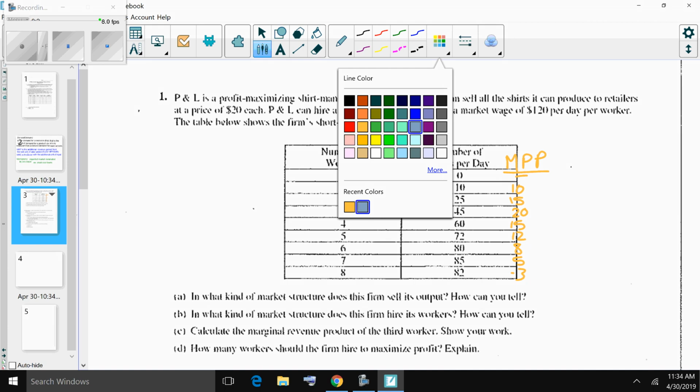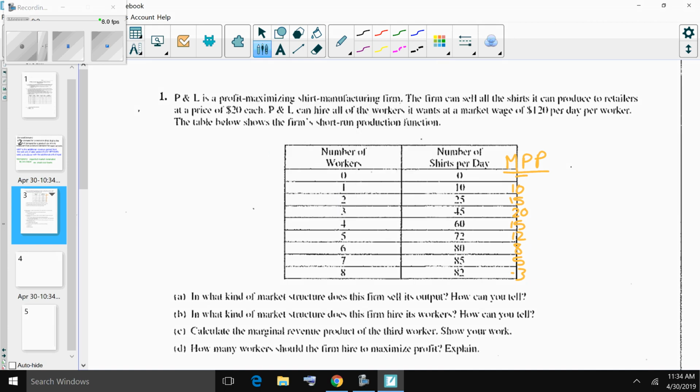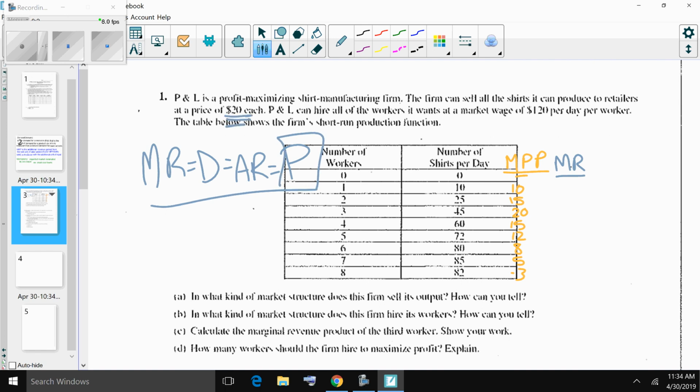So let's go ahead and add our MR so we can do this column. Now, how do you know the MR for this product? Well, if it's perfect competition, you know that MR equals D equals AR equals P. And what's the price? $20. So what is MR? $20. Okay, so now I have 20 all the way down.